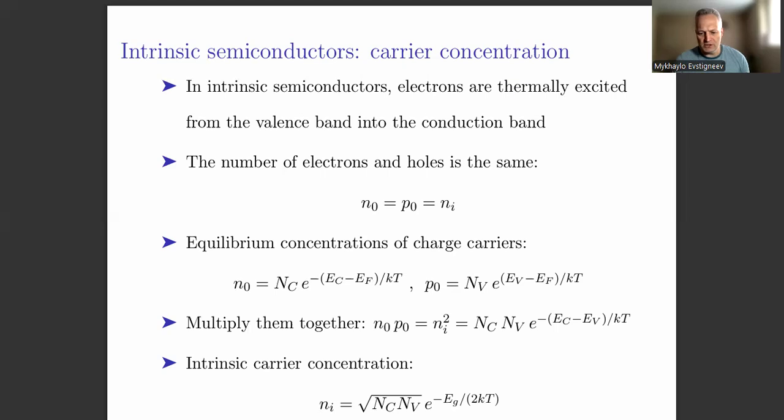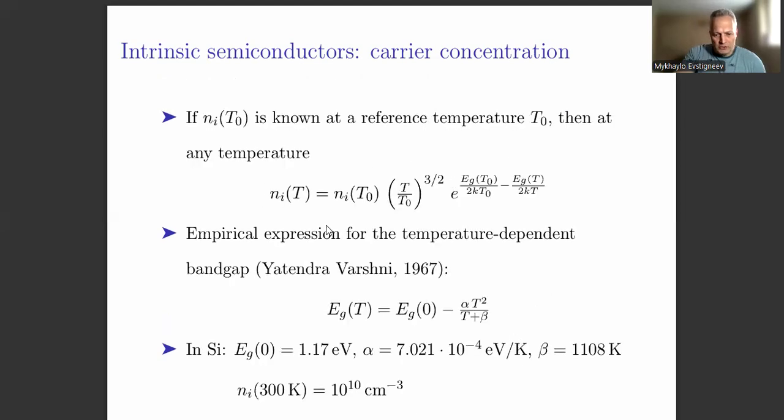And then you have this exponential factor, e to the power negative band gap energy divided by 2kT. So if you know the geometric average of the effective densities of states at a particular temperature T0, you can recalculate this geometric average to any target temperature T. Likewise, the exponential. If you know the exponential at a particular reference temperature T0, you can recalculate the exponential at any desired target temperature T. So here is the formula, how you do it.